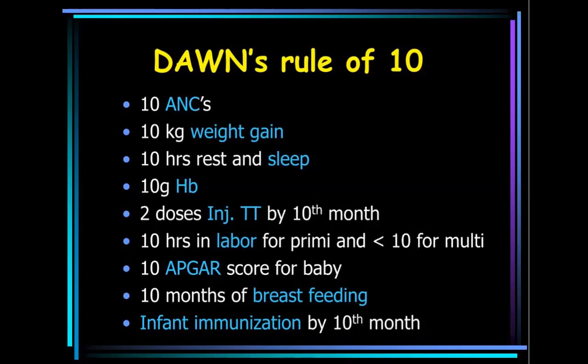Then in that situation, education on labor is given. Then infant immunization is also given properly. So that is the advice given. So this is what is done. That is called the dawn rule of 10.